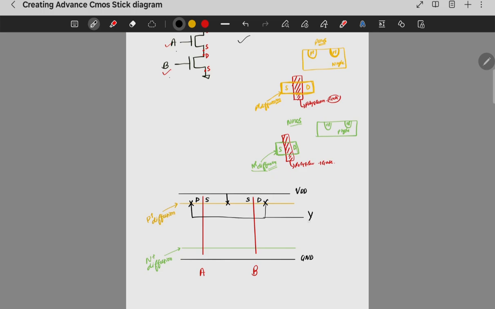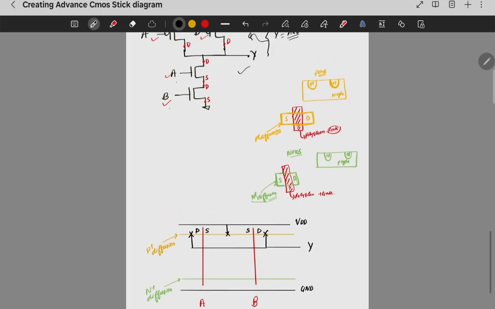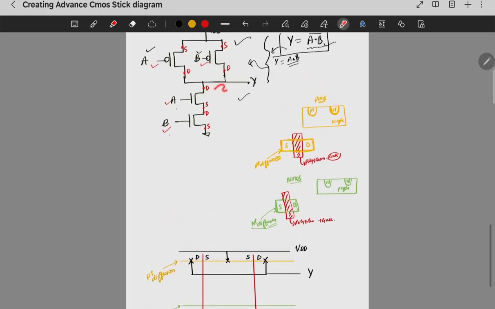So this way my Y will be connected. Both drains are connected. Let me make it a little bit cleaner. And then this. Now for A and B in the NMOS region, you can see how they are connected in a series manner. So source of A will be connected to drain of B, and drain of A is connected to Y.